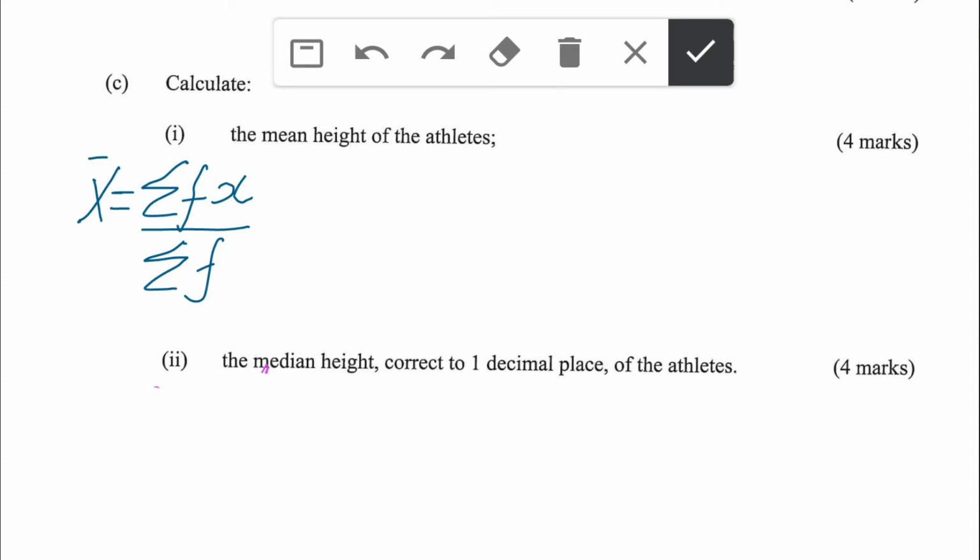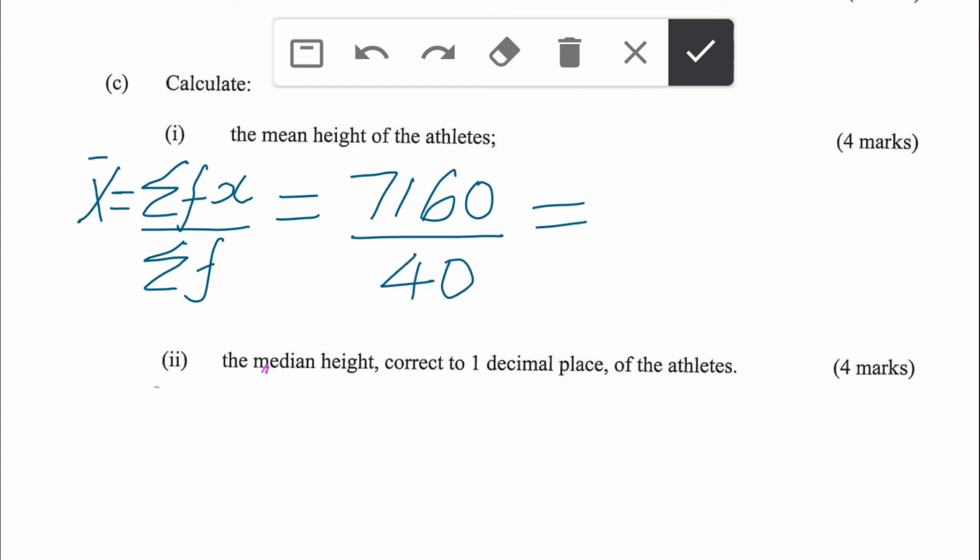Now the last step, having found summation of fx, is to just plug the values into our equation here. And we have found that summation of fx is 7160, and summation of f is 40. And if you do that right, you're going to get 179. And we talk about height, so 179 centimeters.